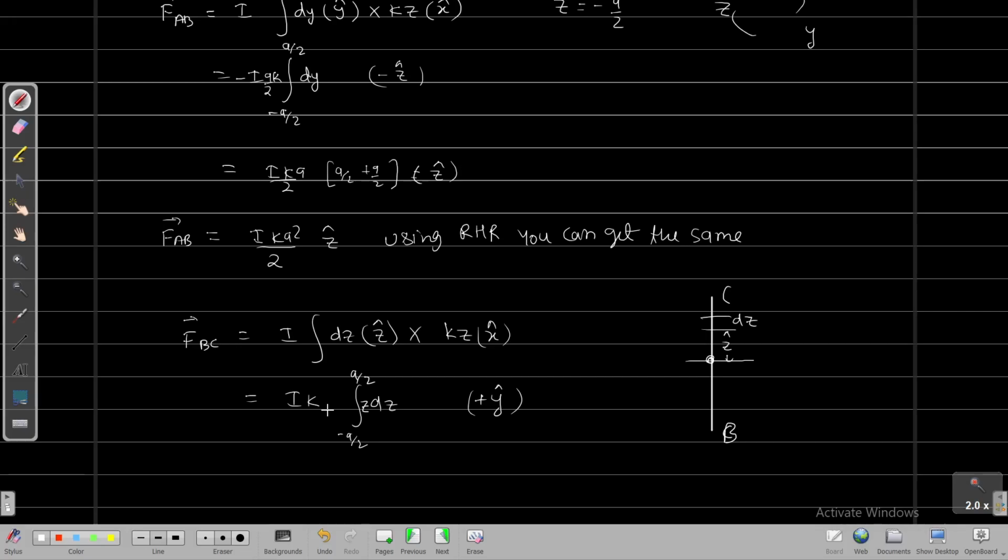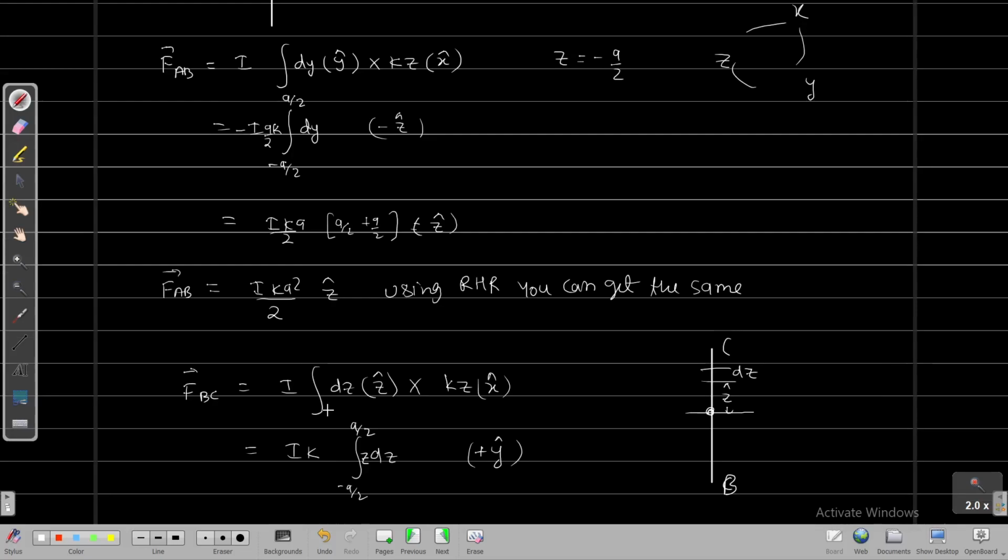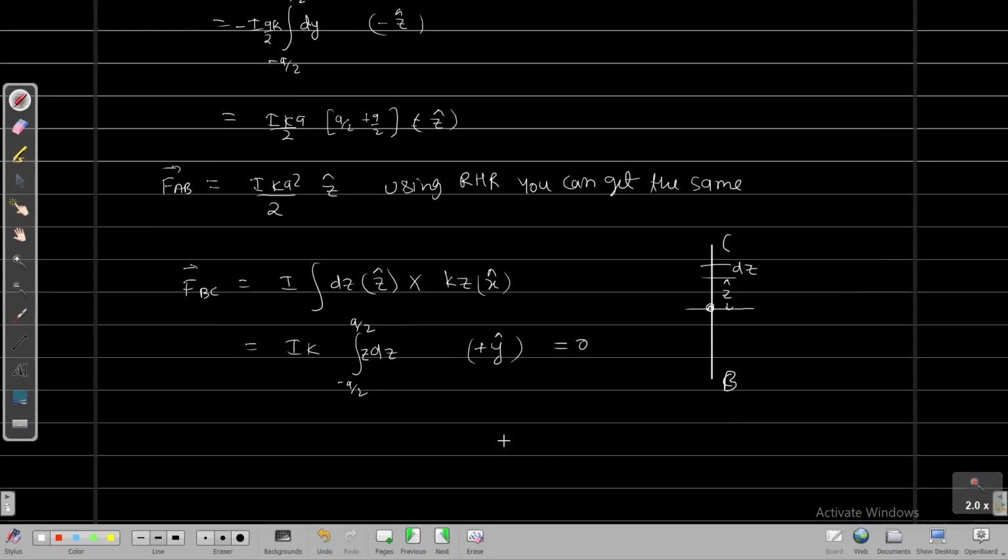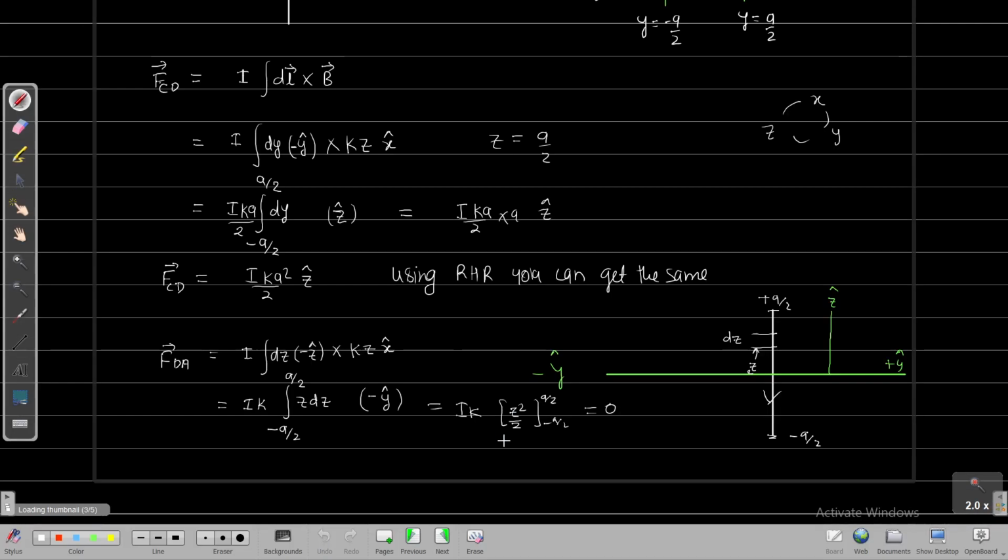So let me check whether this is correct or not. Z cross x is plus y. Of course, this is correct. The z dz, yes, it looks fine, and the limit is from minus a/2 to a/2. When you solve it, it will be 0. Or you can use the property of an odd function, and it must be 0.